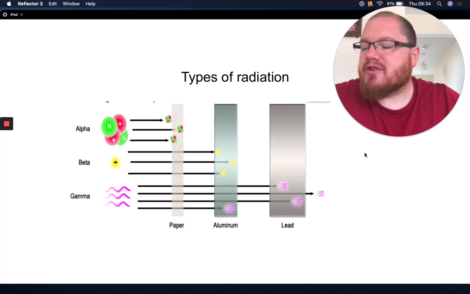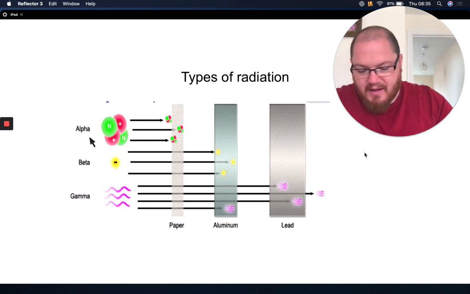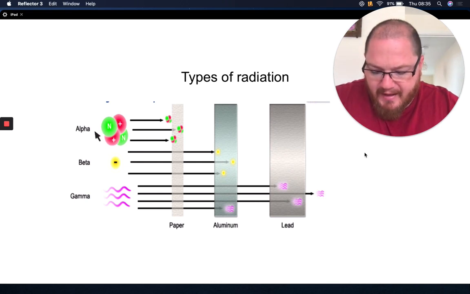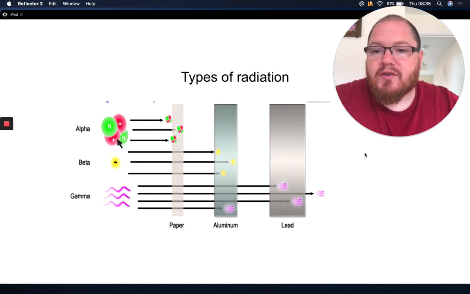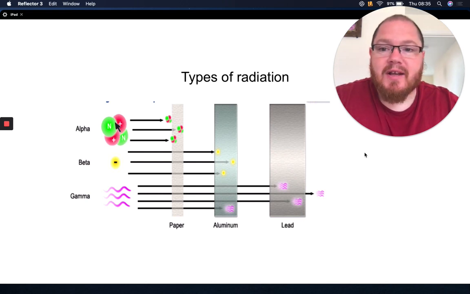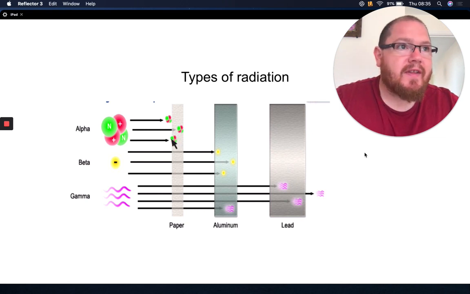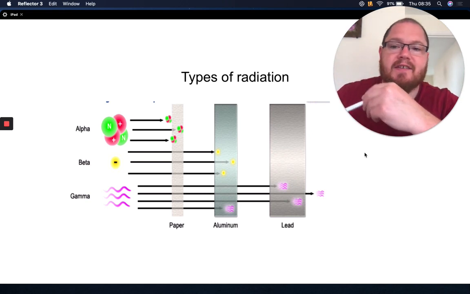Okay, so the first question was name all 3 types of radiation. So these are going to be alpha, beta, and gamma. And as you can see, alpha has got 2 positives there and 2 green neutrals. So it consists of 2 neutrons and 2 protons. And we call that a helium nucleus. And it's quite weak. It's not very penetrating. In fact, it's stopped by paper and skin and things like that. So even though it's a type of radiation, it's not that dangerous because it can't actually get into your skin.